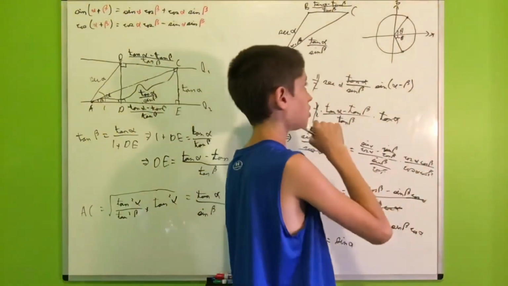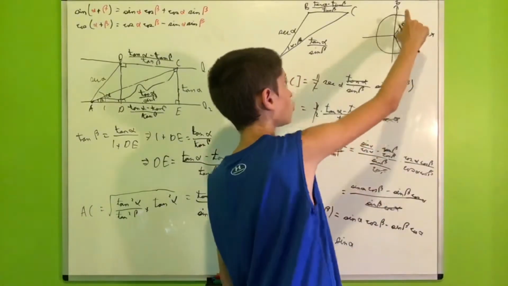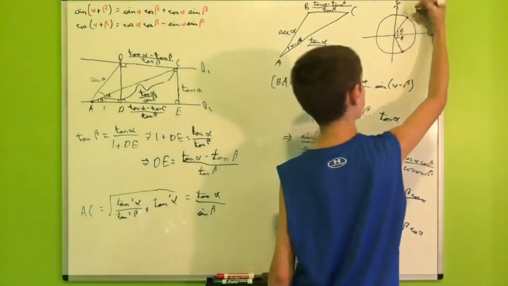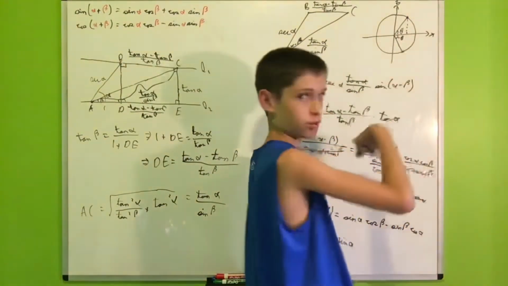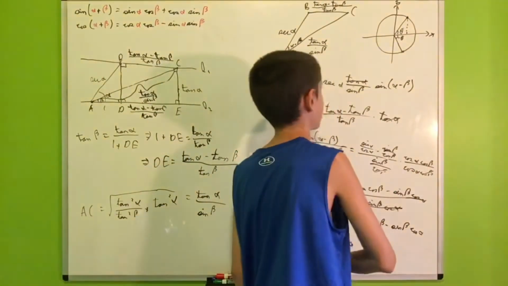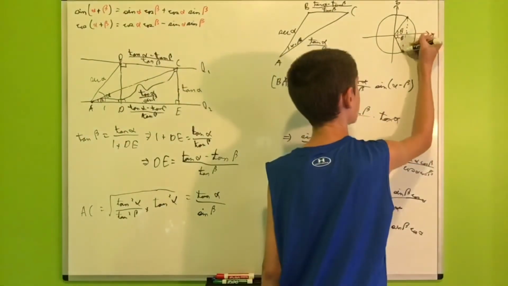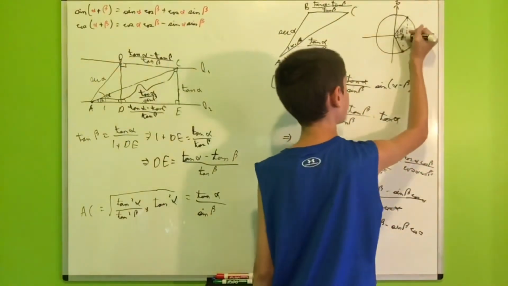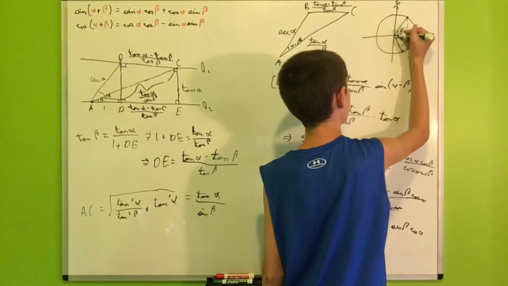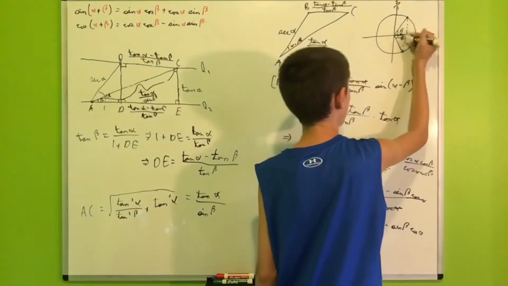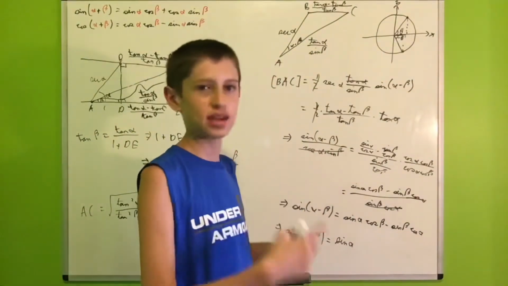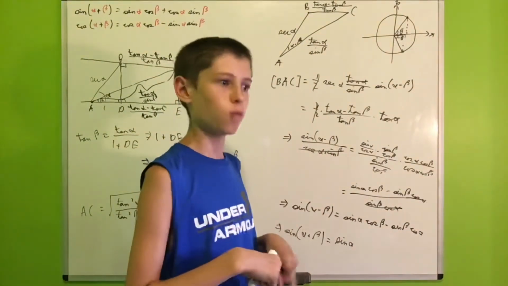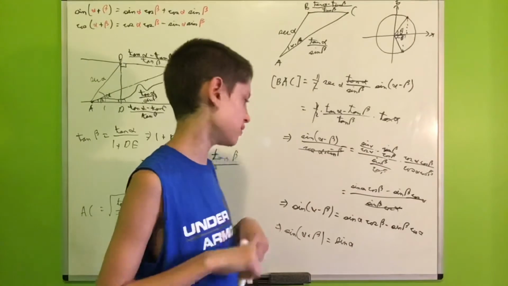Okay, so now what will be the cosine of alpha? The cosine of theta, sorry. The cosine of negative theta. I'm getting lost in my words, it seems. So the cosine of negative theta is this length right here, which is exactly the cosine of theta. Therefore, cosine of negative theta is equal to cosine theta, which also proves that cosine is an even function.